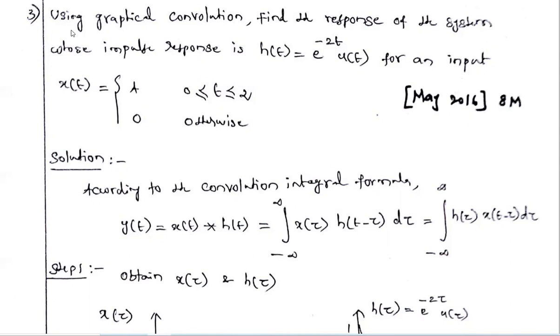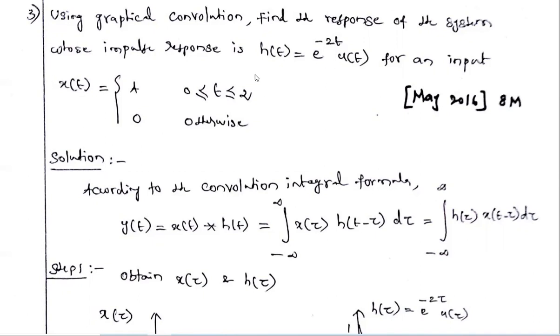So see the question. Using graphical convolution, find the response of the system whose impulse response h(t) is e^(-2t) u(t) for an input x(t) equal to A for t between 0 and 2, and 0 otherwise. So this is the question.